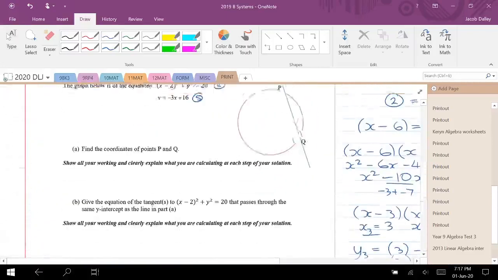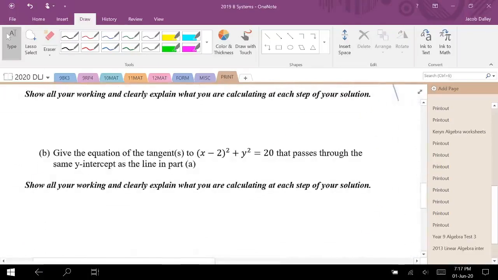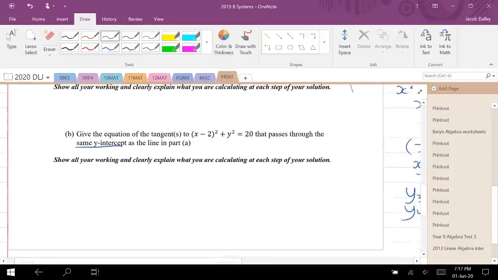Part B of the test is the excellence question. That wants you to give the equation of tangents to our circle that pass through the same y-intercept. So I'll just draw a little rough picture.